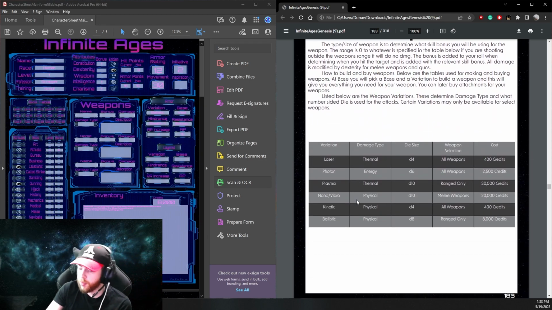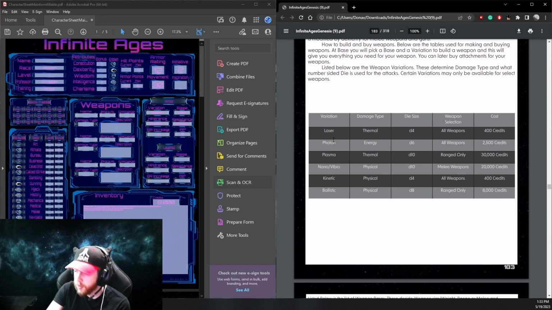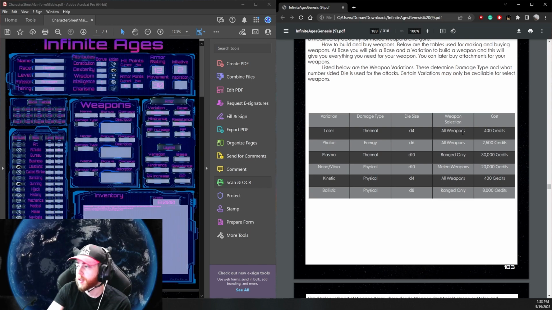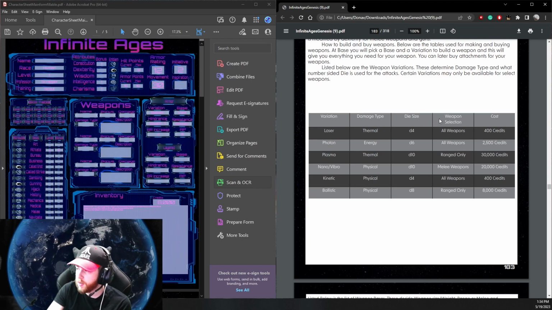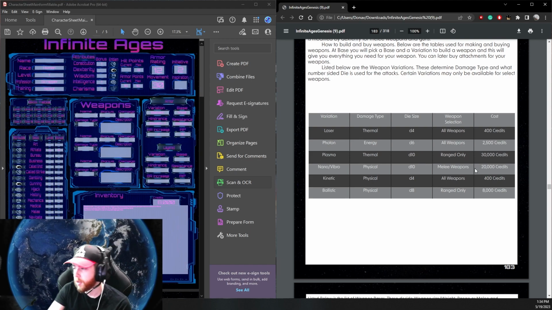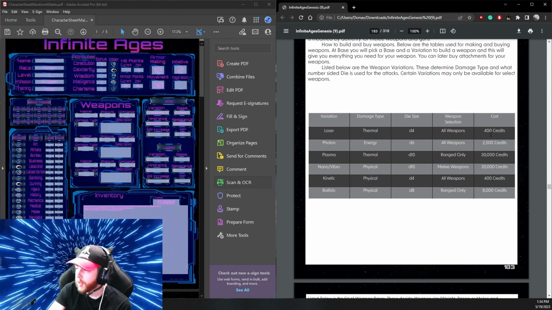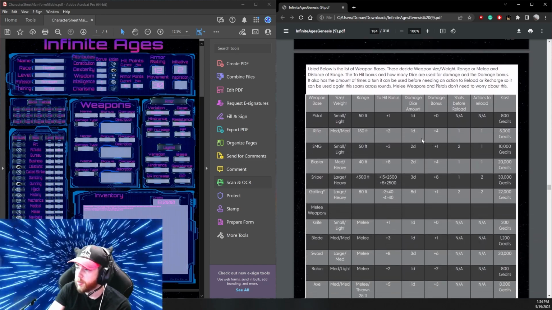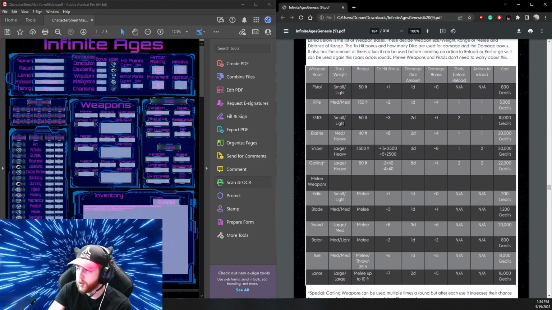And weapons are done pretty similarly. So you'll have a variation, which is going to give you your damage type and your die size. Weapon selection tells you if you can use all weapons or if it's only ranged or only melee, and so on and so forth. And this is going to have a general cost as well. And then you'll modify that cost based on what kind of weapon you choose.